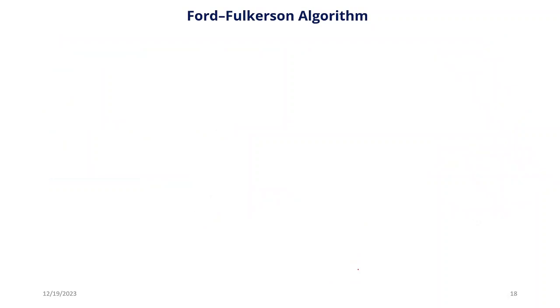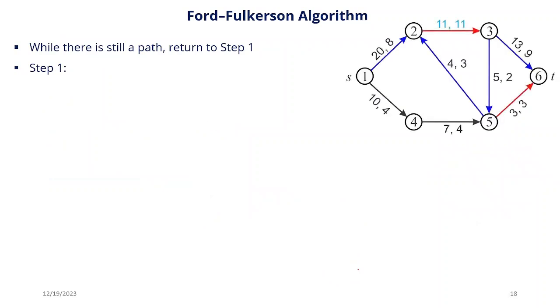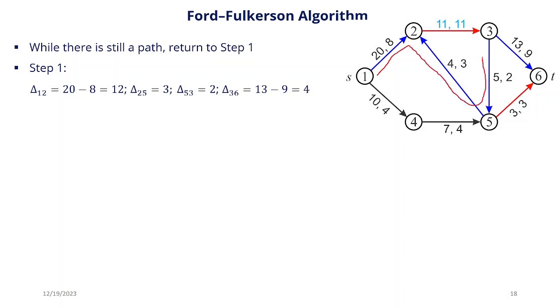That's not all. While there is still a path, return to step 1. So we'll go back again. And this time around, we are going to take another path. So we take 1 to 2, to 5, 5 to 3, and 3 to 6. So we progress with our calculations again.